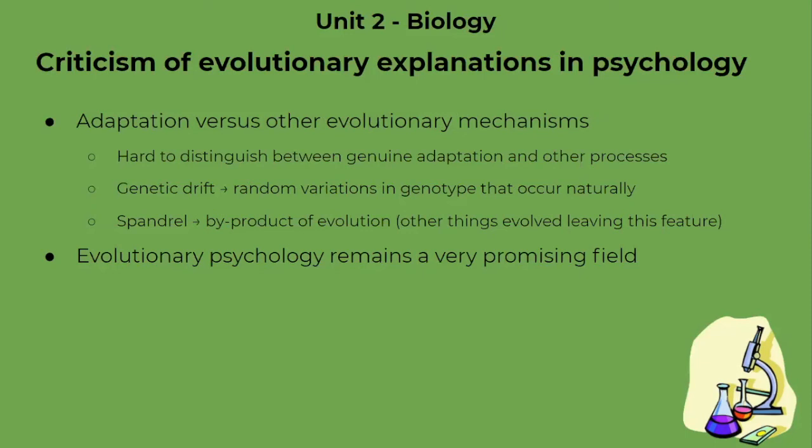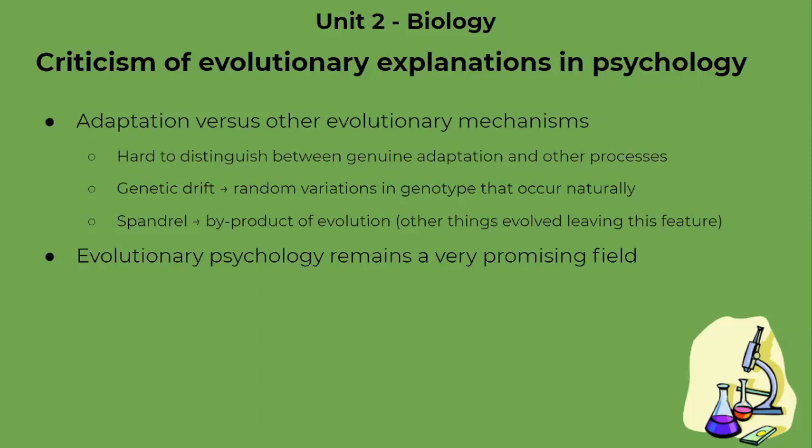You can also have spandrels, which are a byproduct of evolution, unrelated to the actual evolutionary process, but just a result of other evolutionary processes that left this feature behind. For example, the small arms of T-Rex dinosaurs.